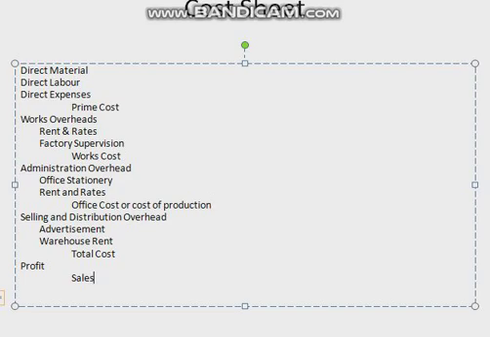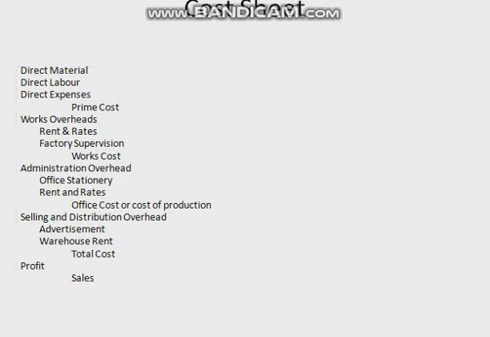Selling overheads, I have given examples, that is advertisement, and distribution overheads example is warehouse rent. When we add all this, we get total cost, and in total cost, when we add profit, we get sales. So this is how we make cost sheet. I hope you understood the cost sheet. So that's all for today.